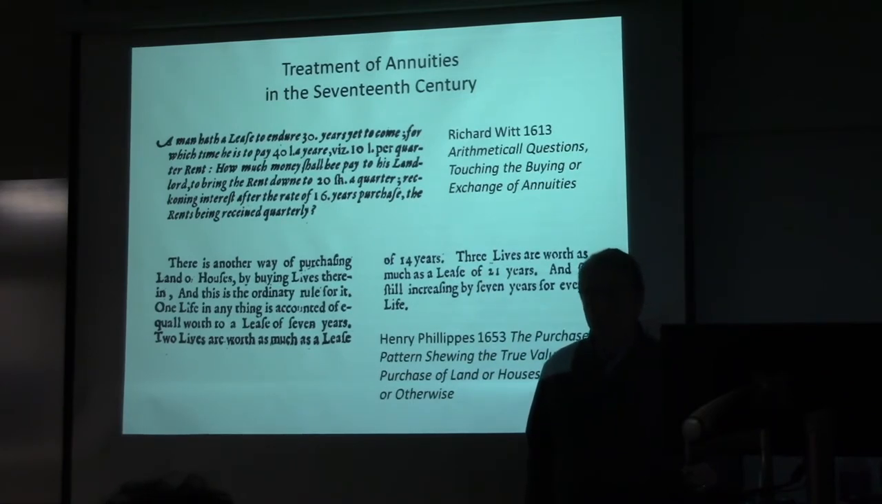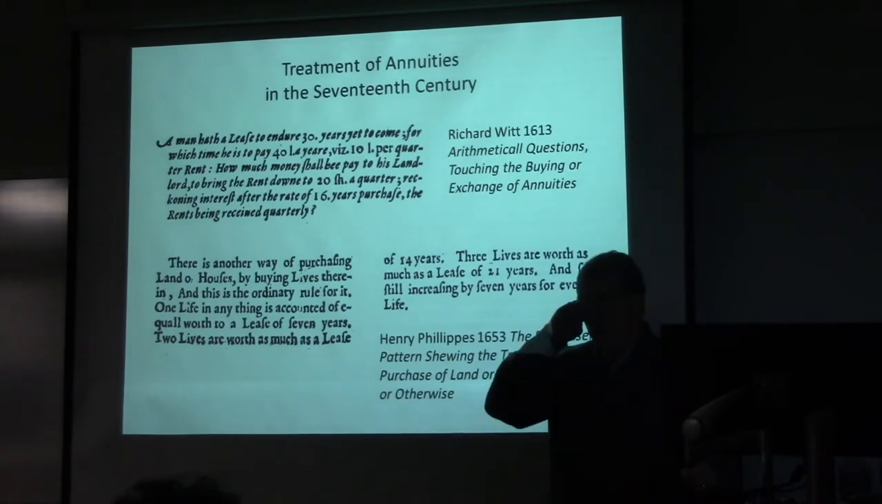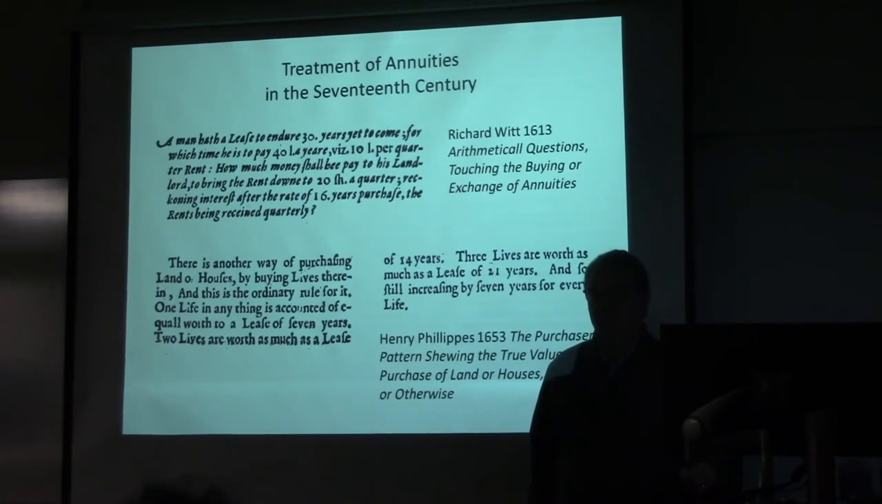Would they benefit by living more than 21 years? Yes, because you had to pay this up front. So if you bought a lease for three lives, you paid the present value of an annuity going for 21 years. I see. So you pay up front. But the farmer can't pay up front. Well, that was the thing.